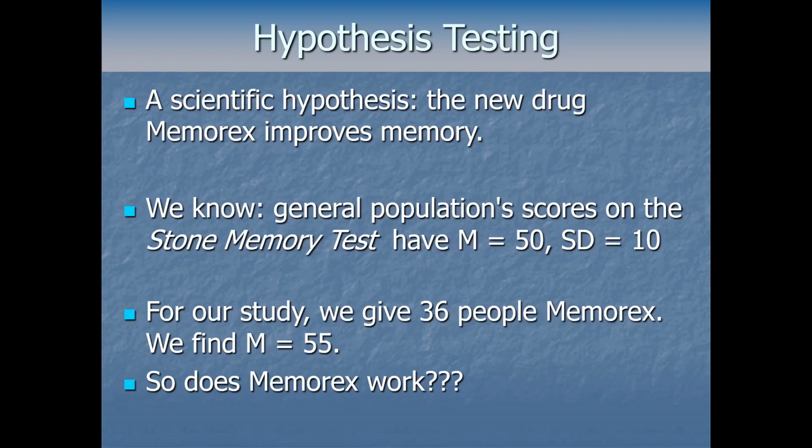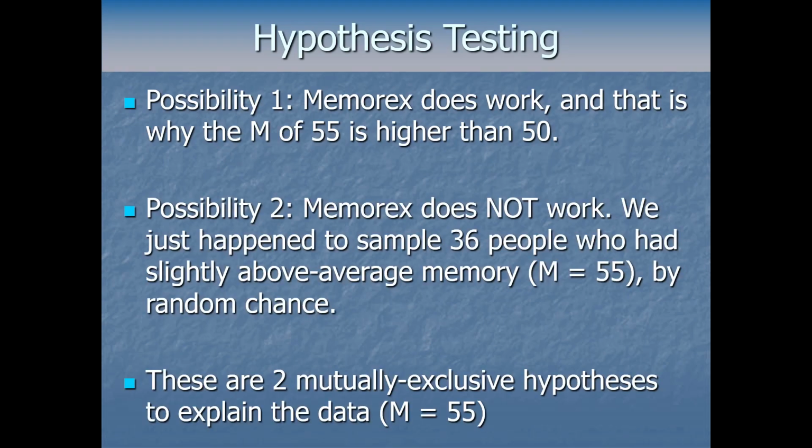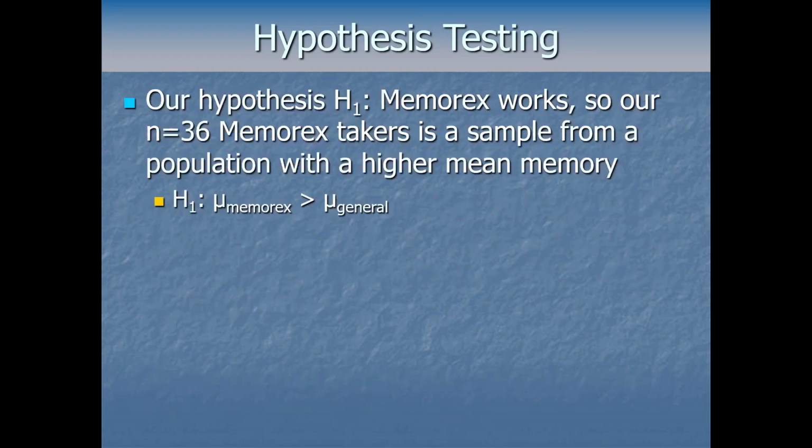But there's a couple possibilities here. Possibility one is that, yeah, Memorex does work, and that's why my sample scored higher than 50. But possibility two is that Memorex actually does not work. Maybe we just happened to sample 36 people who already had slightly above average memory, just by random chance alone, and thus the pills that they took didn't do anything. What we've got here are two mutually exclusive hypotheses that would both explain getting this data where our sample has a mean of 55. So we might call our hypothesis H1.